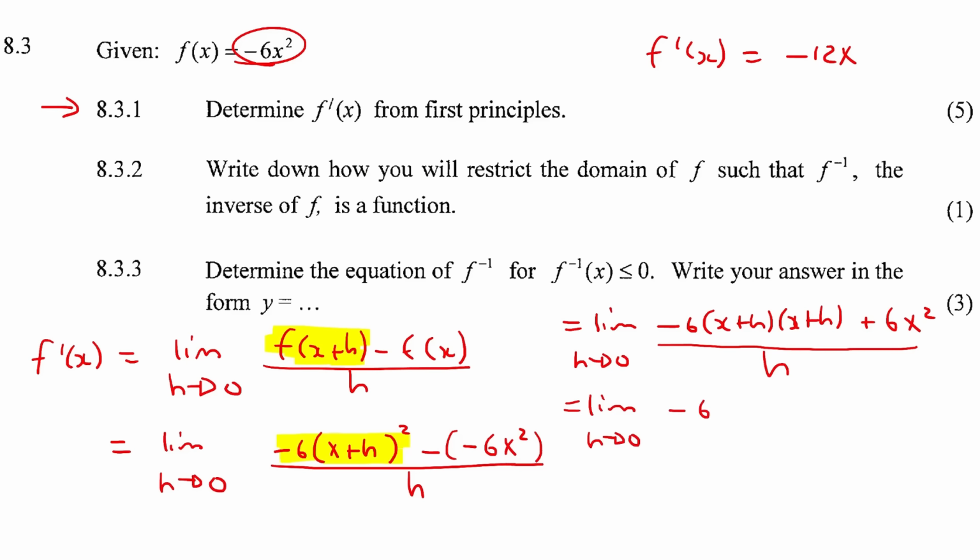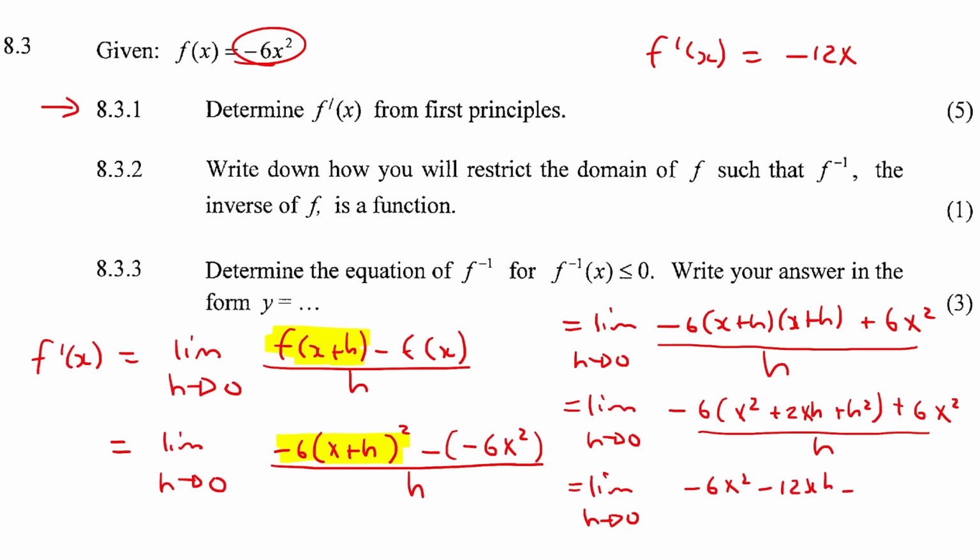Now I'm going to leave the -6 as it is, and then I'm going to multiply the brackets out. It will eventually become 2xh, xh plus another xh, so it'll become 2xh, and then this part over here. Okay, now we're just going to multiply that 6 in, so -6x squared minus 12xh minus 6h squared plus 6x squared over h. Now, if you've watched my first principle videos before, you would know what I'm about to say. At this point, everything that doesn't have an h should cancel. So you see this one and this one, they cancel. That's good. Everything else has an h, so they won't cancel out.